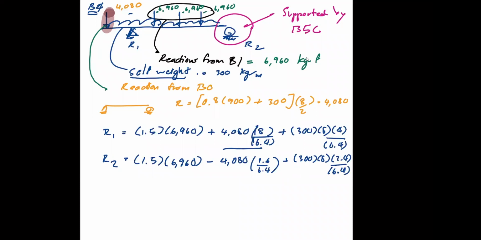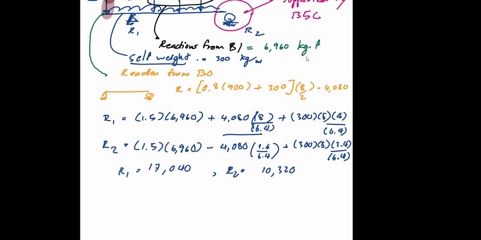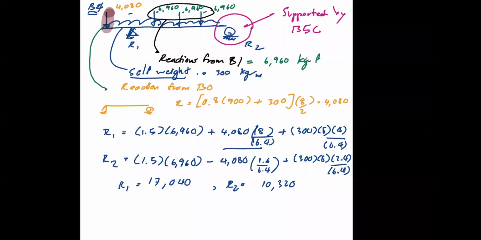And now I have the reactions. This R1 is equal to 17040, and then R2 is equal to 10320. Once you get the reactions, you can get going with the shear force and bending moment diagram as well. Okay, so if I have enough space here, okay, I do. So I'm just going to try to bring it down here. I can actually do this, right?